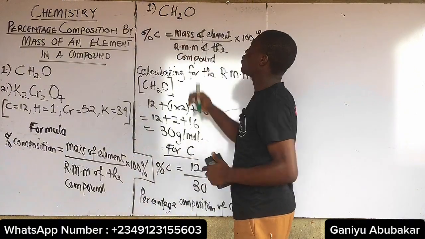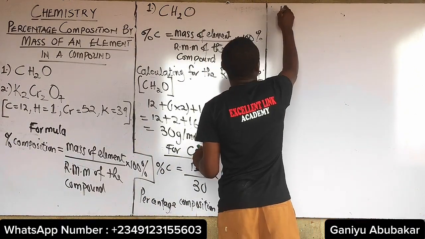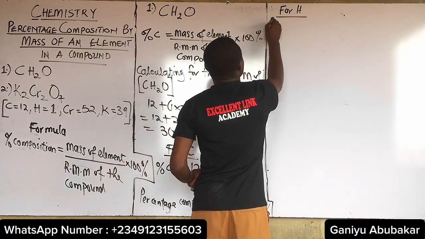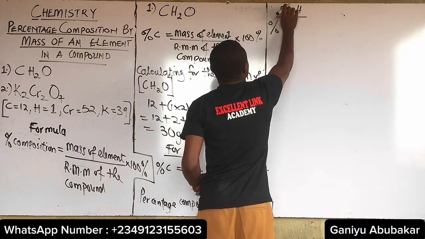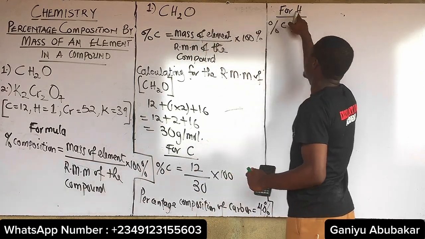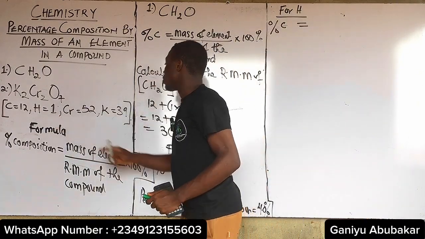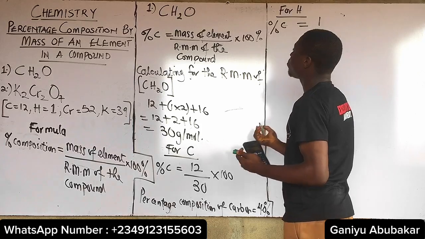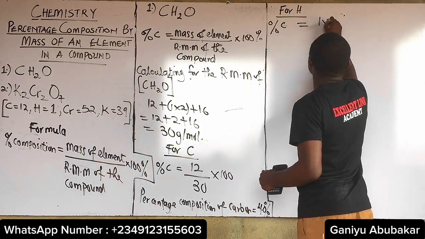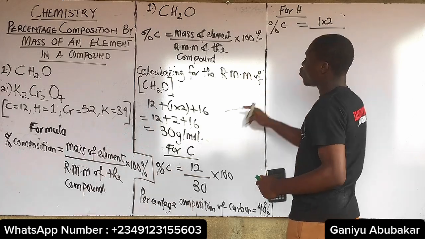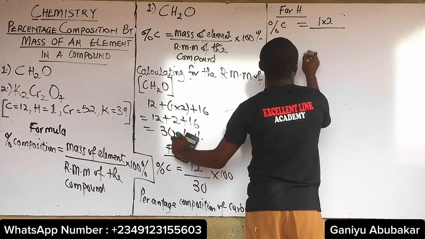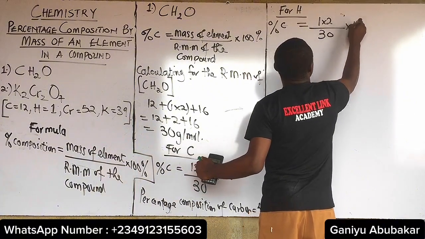Let's get it for hydrogen. For hydrogen, H, the percentage composition is equal to the mass of the element. What's the mass of hydrogen? That's 1. But observe that hydrogen is 2; this is 2 atoms of hydrogen, so that is times 2. Don't forget, please. All over the relative molecular mass of the compound, which is 30, times 100%.